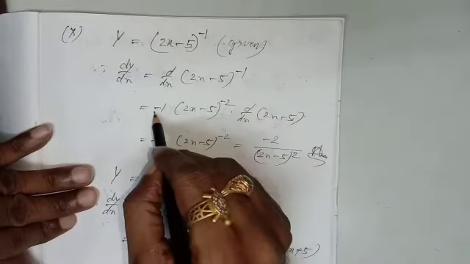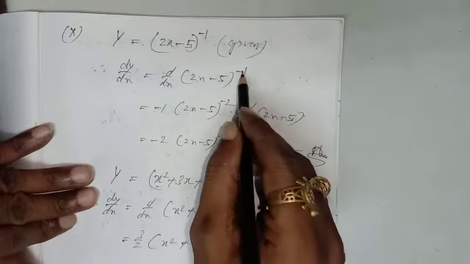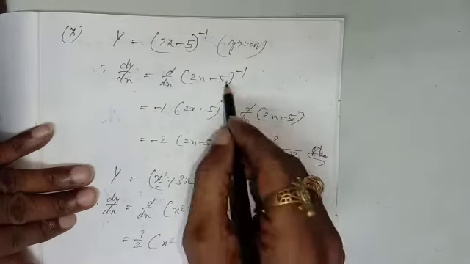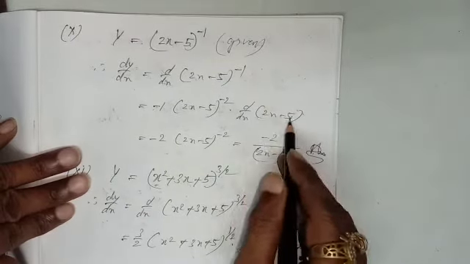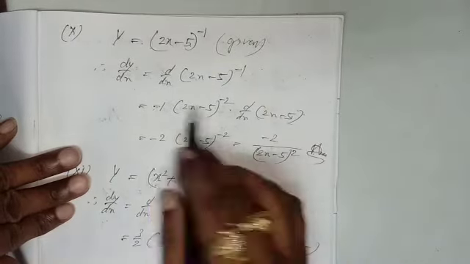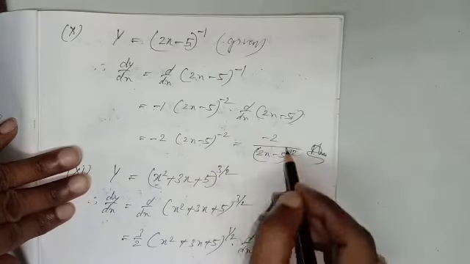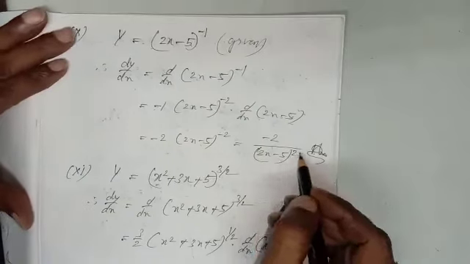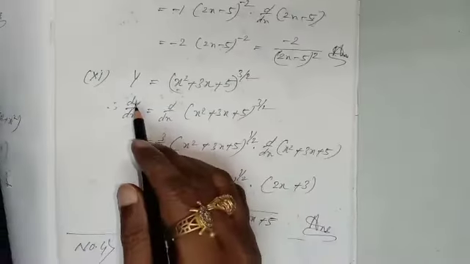The minus 1 will come first. That is n into x to the power n minus 1. Minus 1 minus 2 into derivative of this bracket part, that is 2x minus 5. So what is the derivative of 2x minus 5? 2 derivative is 2, and 5 derivative is 0. So minus 1 into 2x minus 5 whole to the minus 2, the answer is minus 2 by 2x minus 5 whole square. And last question today class.